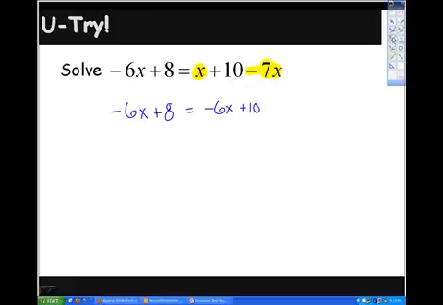I think you can see where this is going. We're going to add 6x to both sides. That zeroes out the x's, and we're left with 8 equals 10, which is false. This also has no solution. It doesn't matter what x is. This will never work.